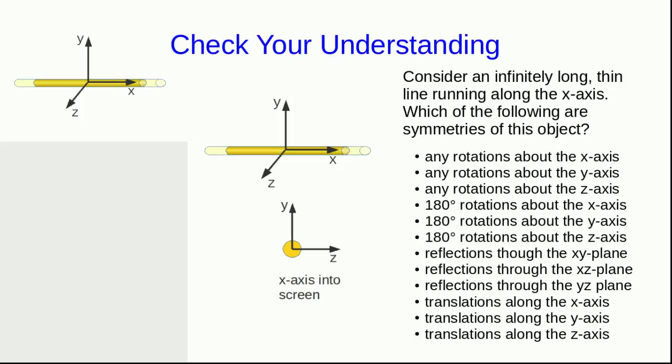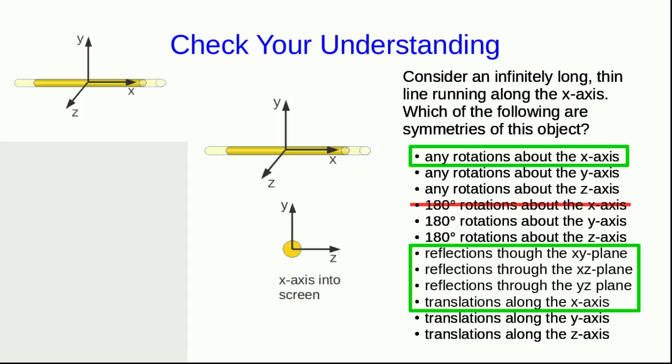So here is the question that I posed at the end of the first part of this lecture. If you're doing this through Moodle, then in Moodle I gave you that it's symmetric under any rotations about the x-axis. And once you see that it's symmetric under any rotations about the x-axis, you don't have to worry about the 180-degree rotations because they're already included in that. So I gave you that in Moodle, and it was up to you to figure out which of these other ones were symmetries of it.